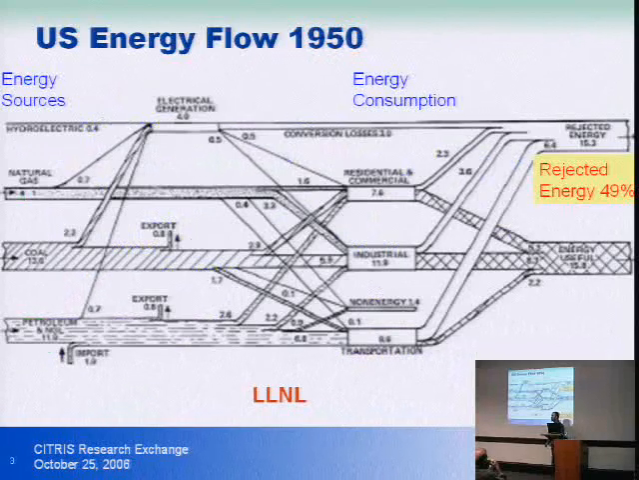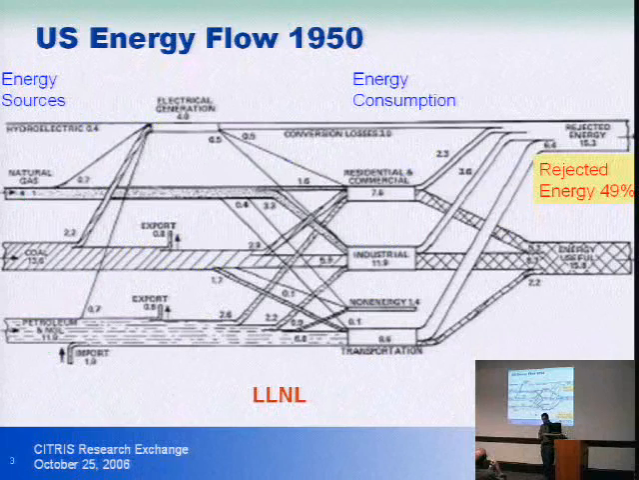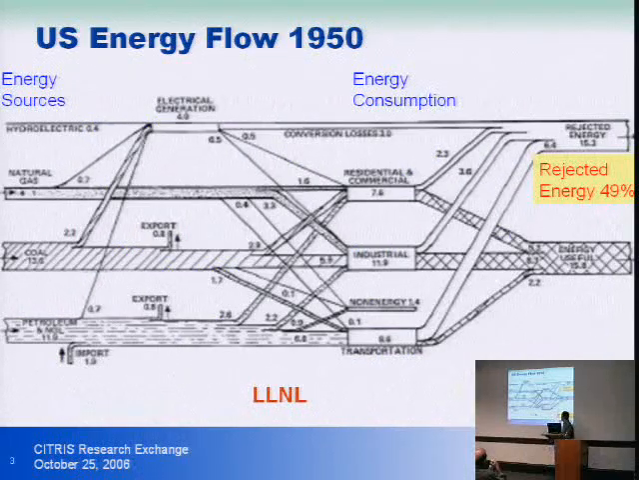So it's a good starting point to see how energy flow in the US has changed. And this is a diagram, sometimes called the spaghetti diagram, so it's appropriate for lunch meetings. It was developed by Lawrence Livermore from data provided by the Department of Energy. It shows energy sources on the left, and on the right you see where the energy is consumed.